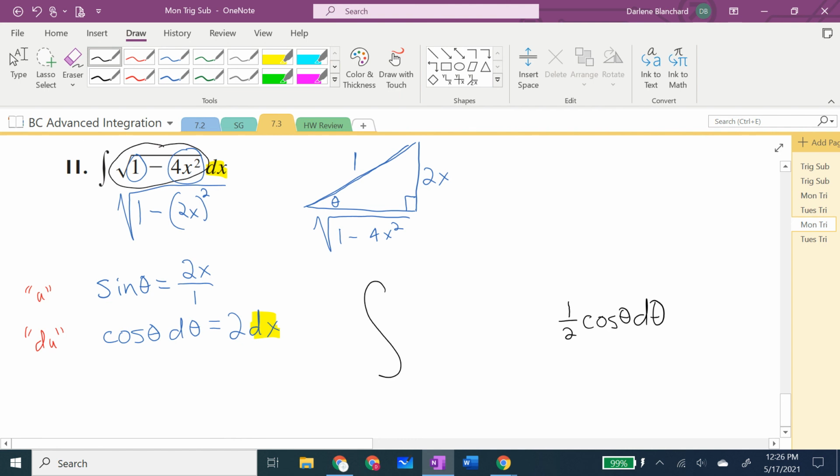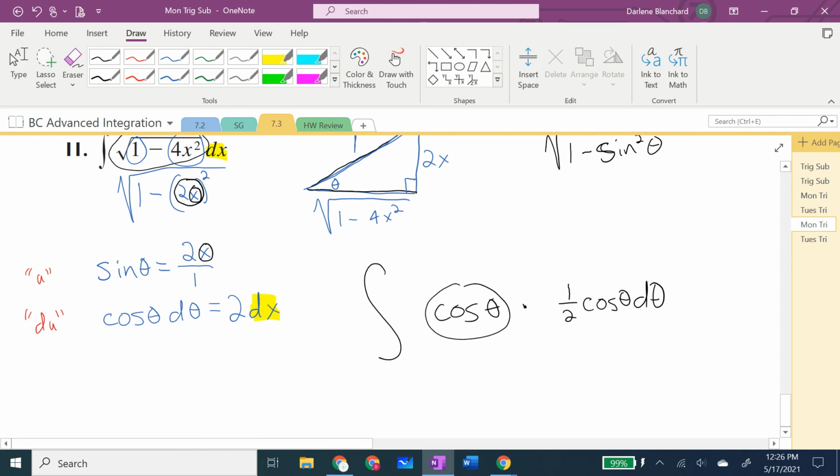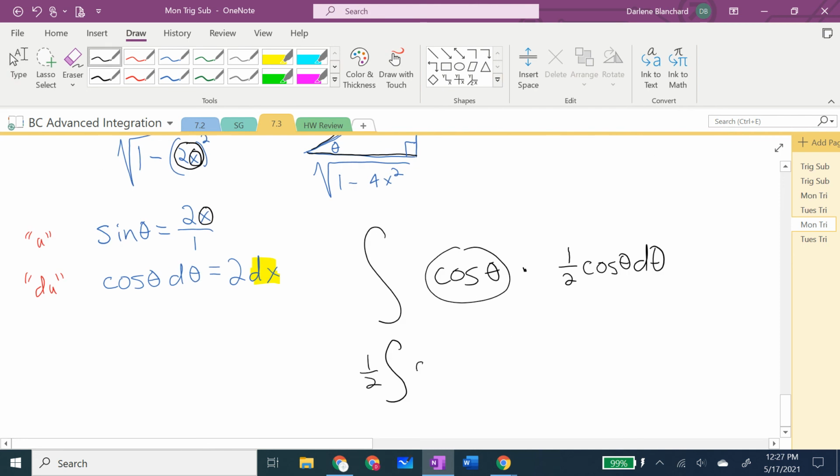and then this entire square root, I'm going to have an easier time if I recognize that that square root is adjacent over hypotenuse. So which trig function is it? And if you didn't see that, then you would need to substitute into the x sine theta divided by 2, and you end up getting square root of 1 minus sine squared. All right, now it's a trig integral.